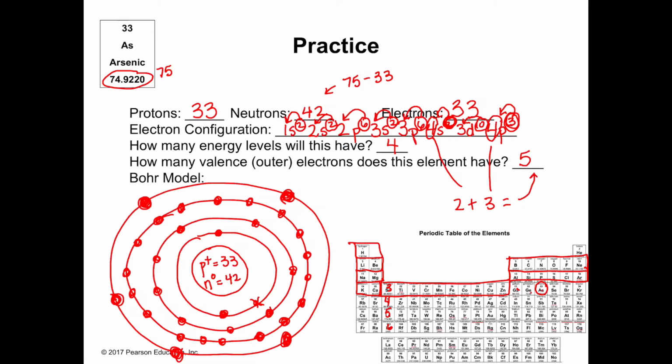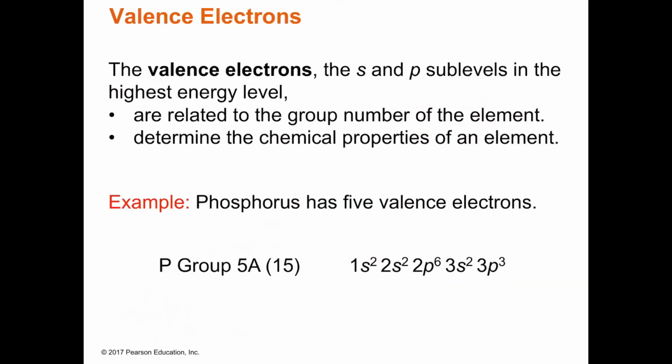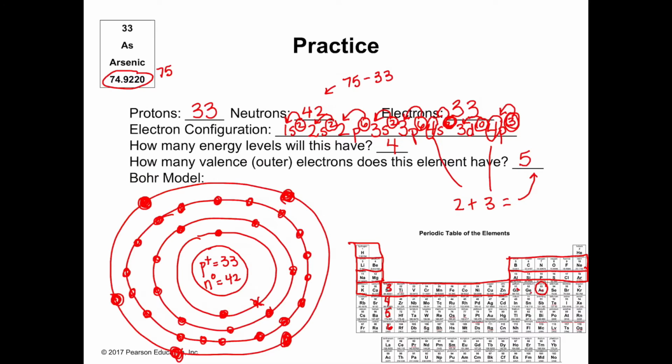So they're always going to be the total number of electrons that the element has in the s and p orbitals together. Okay, and they're related to the group number of the element. So if we look, this was 1A, 2A, 3A, 4A, 5A, and since arsenic is in 5A, it had 5 valence electrons.